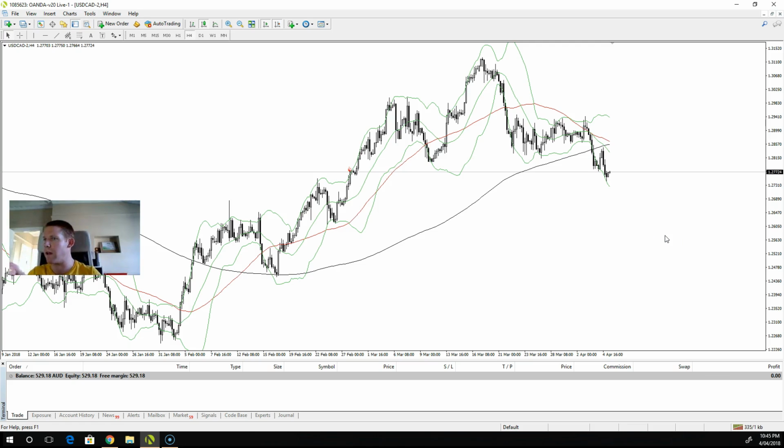I'll be watching USDCAD and the AUDCAD. AUDCAD is the top pick currently, but this is also pretty interesting as well. So leading into the afternoon, evening here in Perth, I will keep everyone updated.